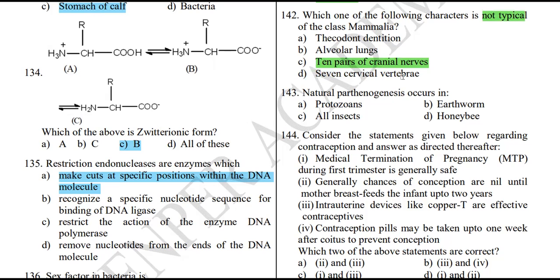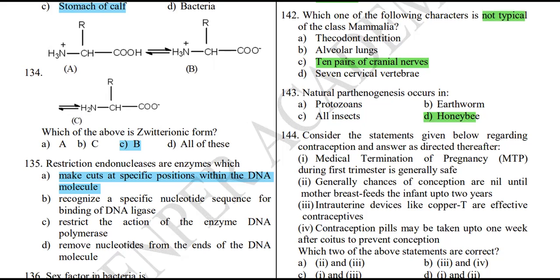Yes, 7 cranial vertebrae are present, correct. Parthenogenesis. So natural parthenogenesis means the young ones are formed without fertilization. Suppose we're talking about worker bees, which are the ones that are sterile, right? Yes. And that is going to be natural parthenogenesis you will see in honeybees.